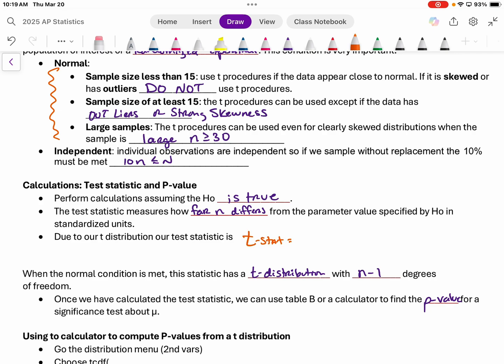t is equal to x bar minus mu naught, so the mean minus the null hypothesis value, over s sub x divided by the square root of n. So that's our test statistic.